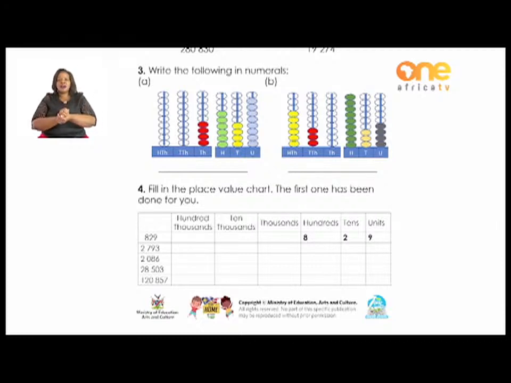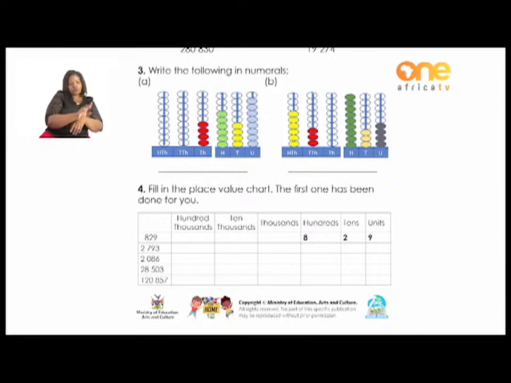Number 4, you need to fill in the place value chart. The first one has been done for you. If you look at the first one, it is 829. 9 will be in the place of units, 2 will be in the place of tens, and 8 in the place of hundreds. So you can do the rest in that table. It is easy. Remember to start at the units. Remember to start from right to left.